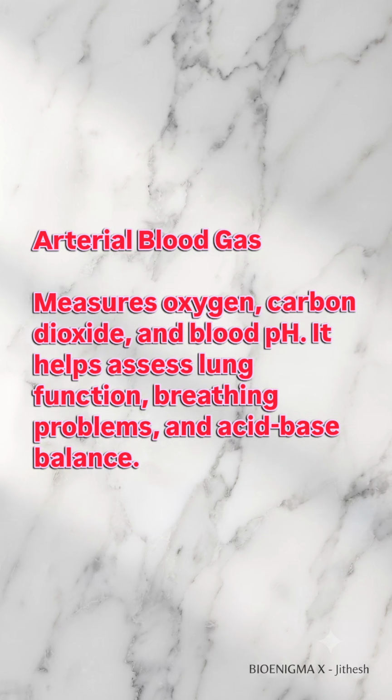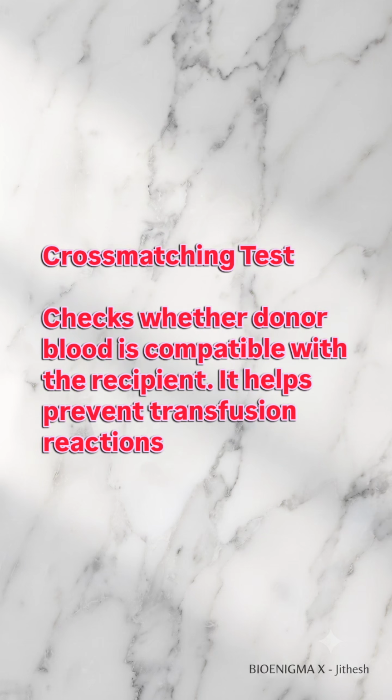Arterial blood gas measures oxygen, carbon dioxide, and blood pH. It helps assess lung function, breathing problems, and acid-base balance. Cross-matching test checks whether donor blood is compatible with the recipient. It helps prevent transfusion reactions.